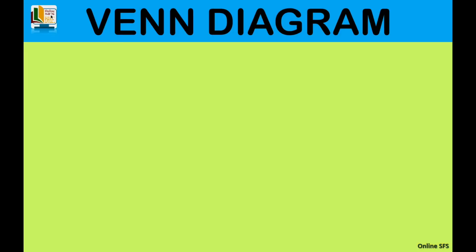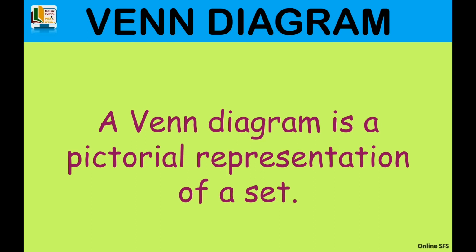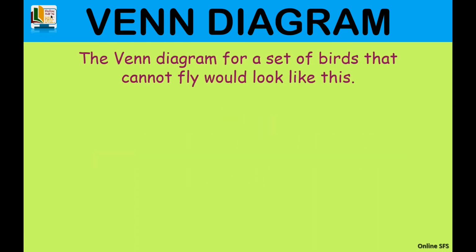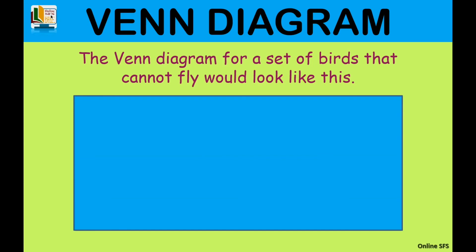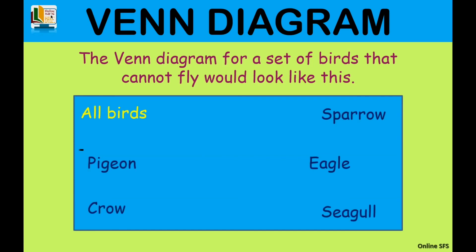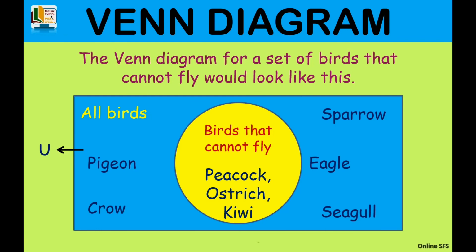Now let's see how you can draw Venn diagrams for the representation of sets. A Venn diagram is a pictorial representation of a set. The Venn diagram for a set of birds that cannot fly would look like this. Here you can see that there's one set which contains the names of all the birds in the blue box, and it is known as the universal set denoted by the letter U. And our required set is the yellow circle, which contains those birds that cannot fly.